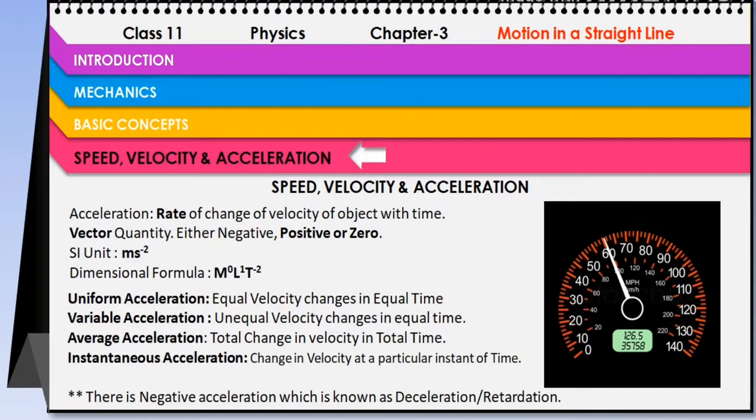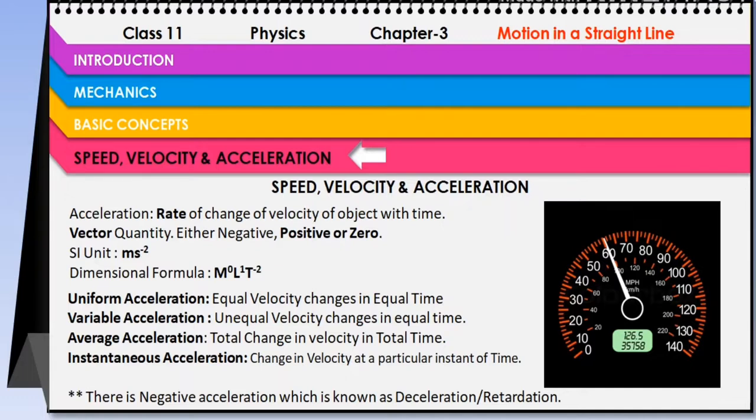Now, talking about acceleration, acceleration is the rate of change of velocity of an object with time. As it depends on velocity, we say that acceleration is also a vector quantity. So acceleration may be either negative, positive or zero, right? SI unit is meter per second square. That is why the dimensional formula will be changed accordingly: M0 L1 T minus 2.